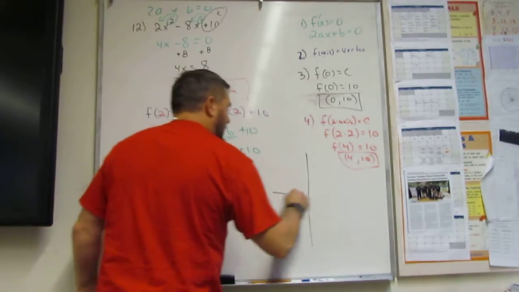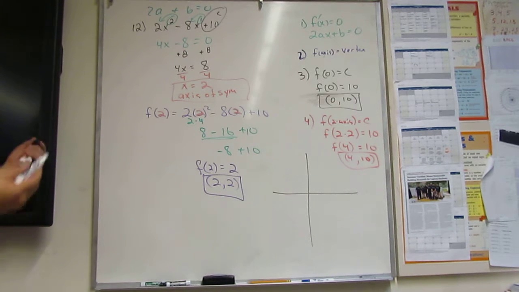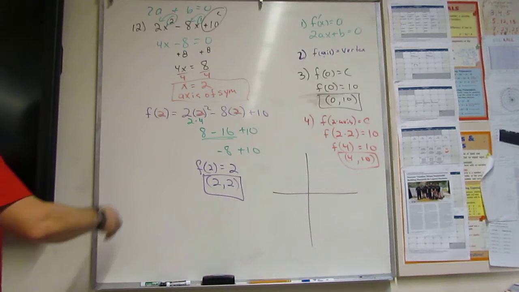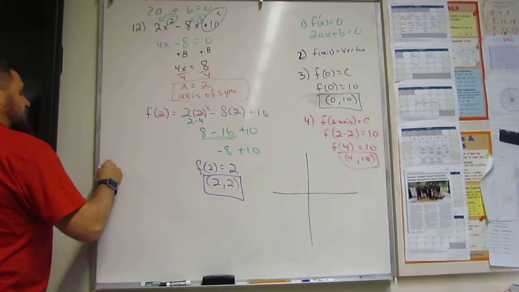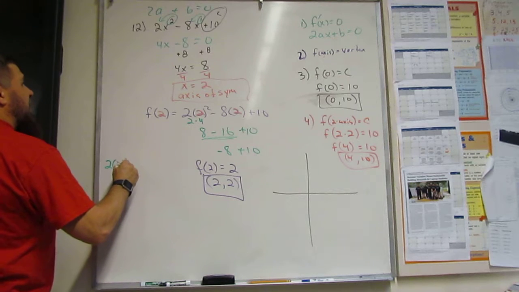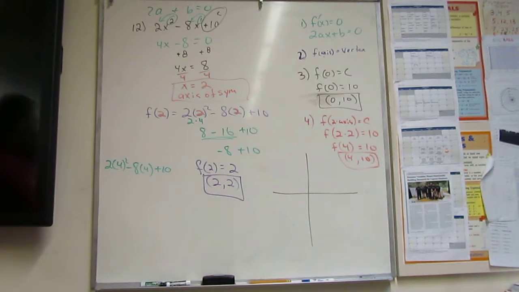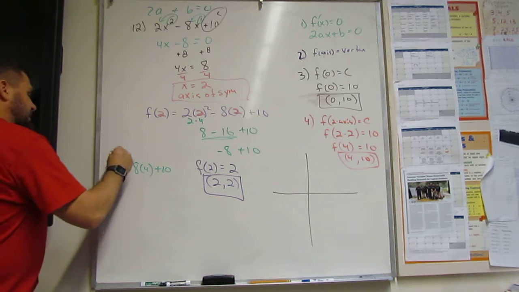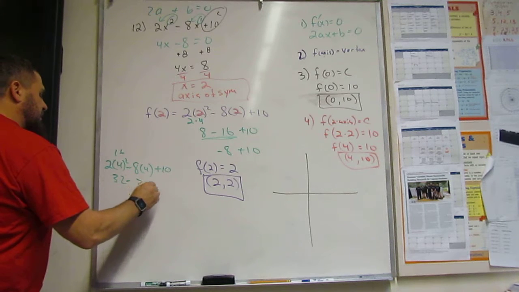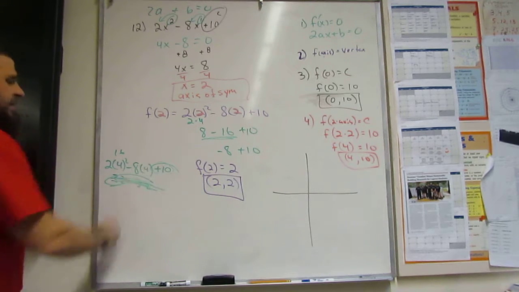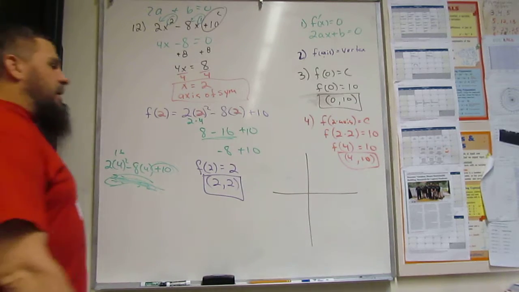Okay. Now, shouldn't I check it? I mean, I should check. What is 2 times 4 squared minus 8 times 4 plus 10? That better be 10, right? So 4 squared is 16. 16 times 2 is 32. 4 times 8 is, well, 32. So they cancel. And we get 10. Yeah. Okay. Woohoo. So we're doing it right.